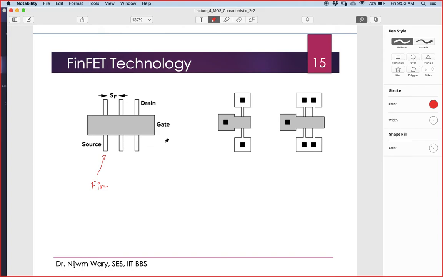So this is how it looks. These are two fins, and this is the gate. These are fins like that. So this is how the new Finfet technology works. I just wanted to give a brief overview.